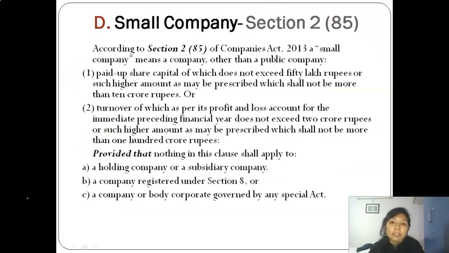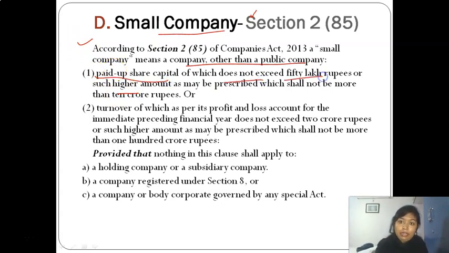Now, small company. Section 2 clause 85 defines a small company. It is also a kind of private company. Note that. According to section 2 clause 85, a small company means a company other than a public company, that is, a private company. But there are certain changes, which is why it is named a small company. It means a company whose paid up share capital does not exceed 50 lakh or such higher amount as may be prescribed, which shall not be more than 10 crore rupees. What this means is, one second.